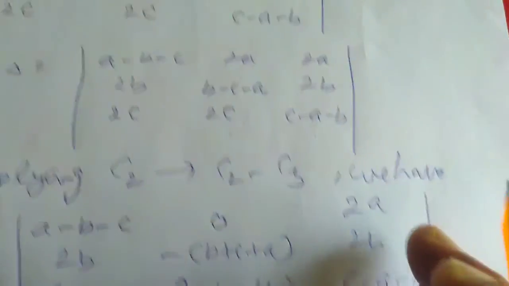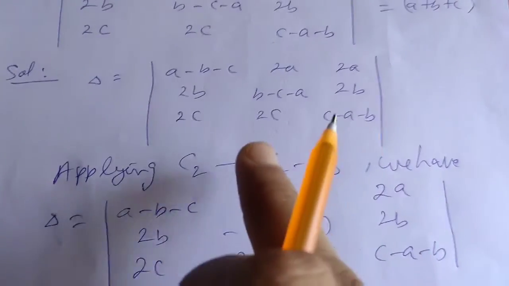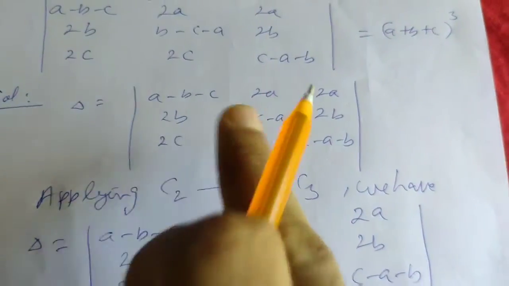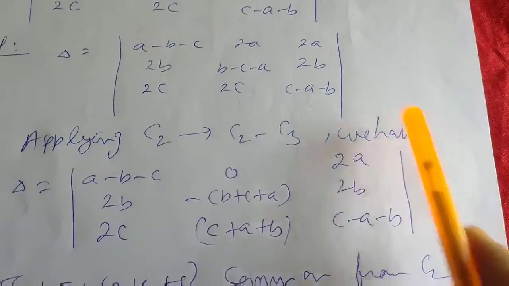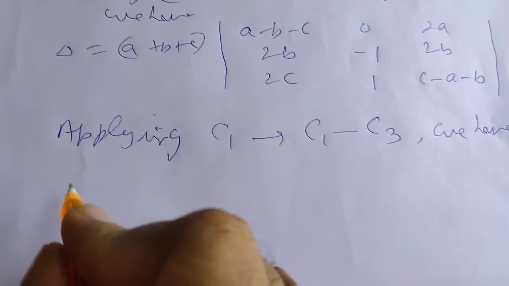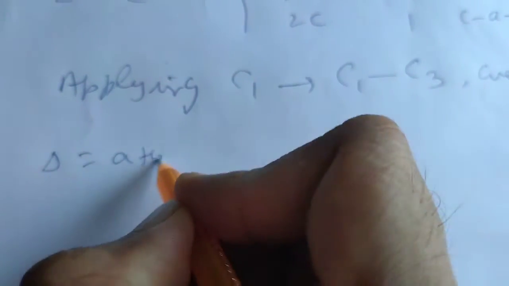Why do we have to write we have? Because sometimes the examiner may get confused whether this application is for the determinant which is down or which is earlier. So it is better to write we have, meaning we have applied it for the upper one. So applying c1 minus c3 we have. Applying means we are actually applying here upwards. So delta equal to a plus b plus c.